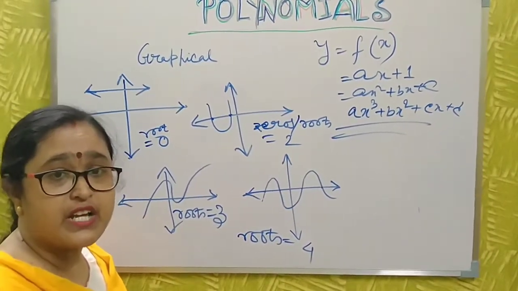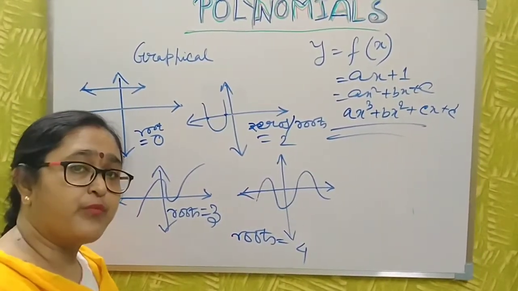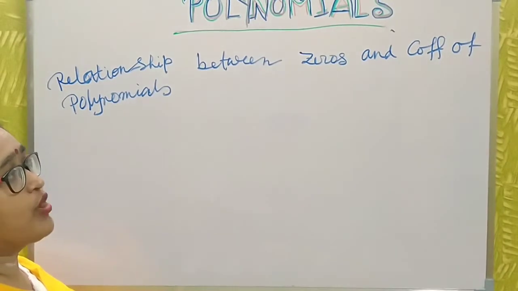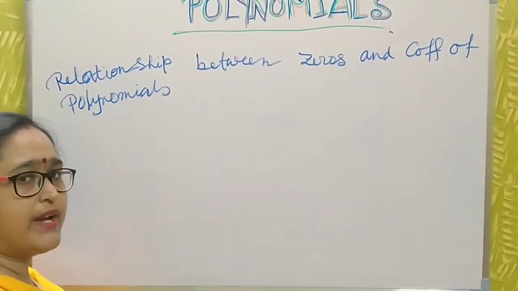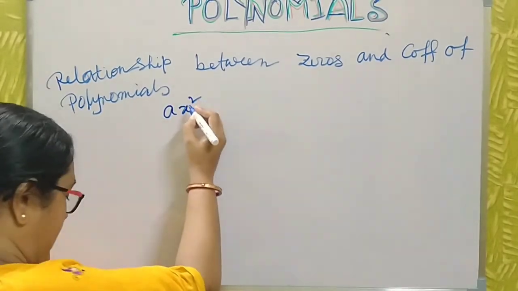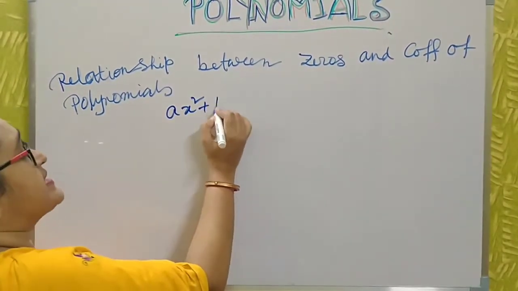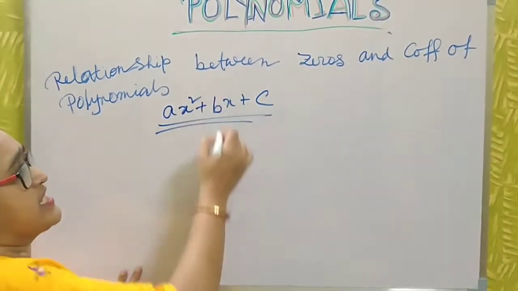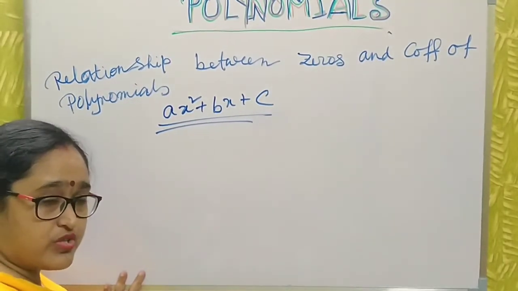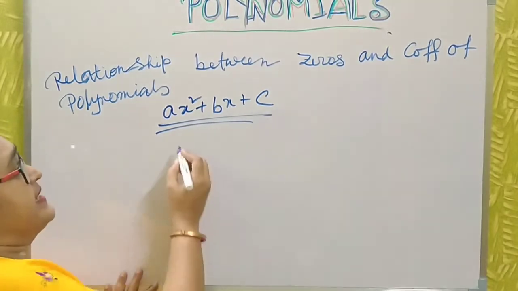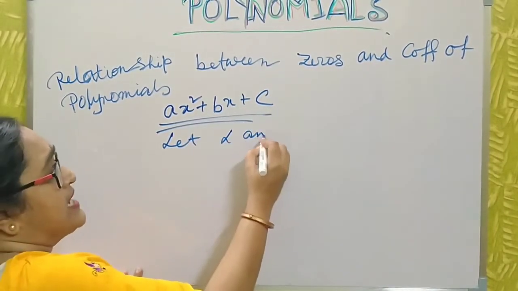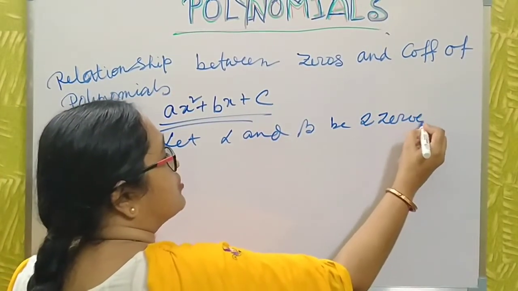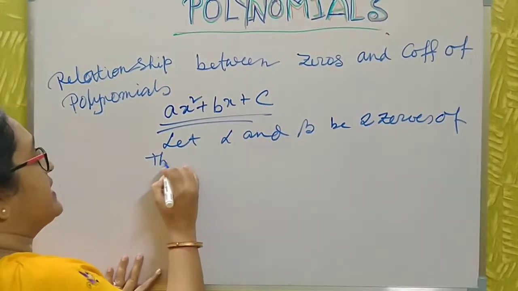Now I discuss the relation between the roots and the coefficients of the polynomials, the relationship between zeros and coefficients. Now I take a quadratic polynomial ax square plus bx plus c. This is a quadratic polynomial. Now I find the relationship between the zeros, that means roots, and the coefficients. Let alpha and beta be the two zeros of this polynomial.